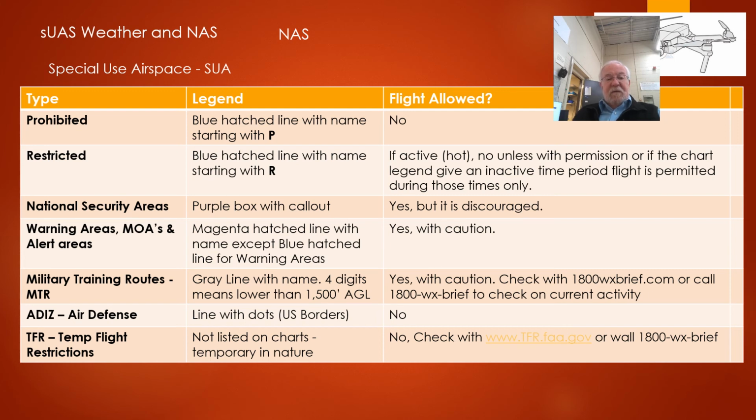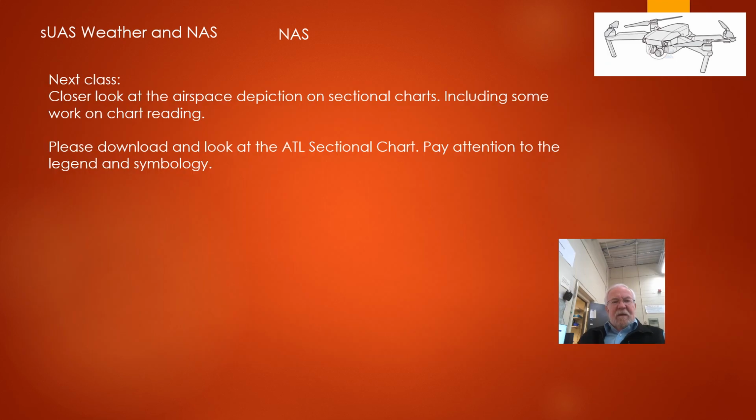ADIZ, air defense, that's at the border, not allowed to be there. Temporary flight restrictions, no, you may not. They're not on the chart though. These other ones are listed on the chart. Temporary flight restrictions are exactly that. They're temporary. They're so temporary that there isn't time for anybody to put it on the chart. So there are temporary flight restrictions that are more or less permanent. I believe there's a TFR at Disney World, and that's almost always there, as far as I know. All right, so that's a good review.